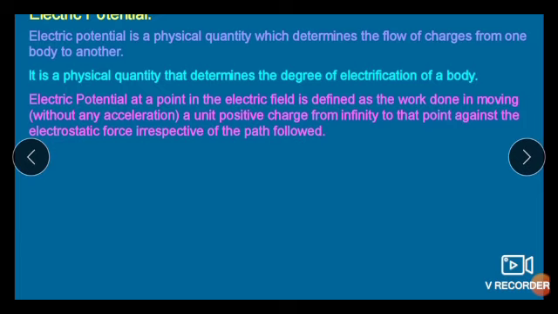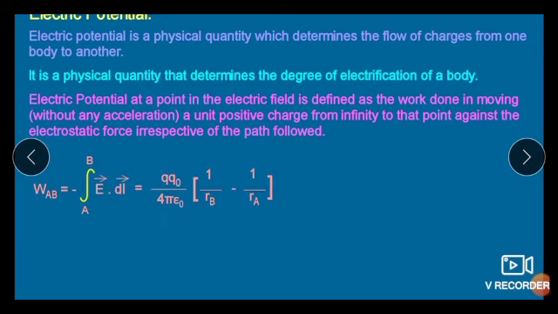If we are bringing a positive charge Q, then the work done is stored in the form of electrostatic potential energy. The basic difference is that in the case of a unit positive charge, it is electrostatic potential. If we are talking about a certain amount of positive charge, then it is electric potential energy at that point.